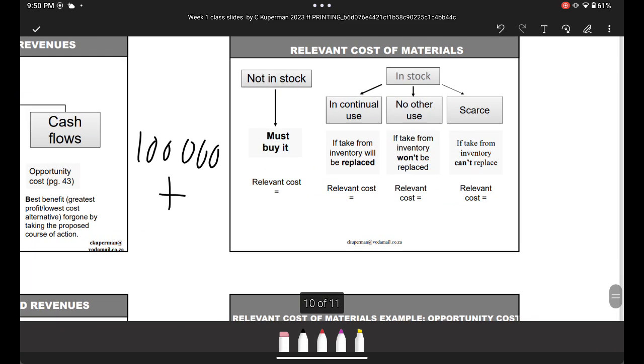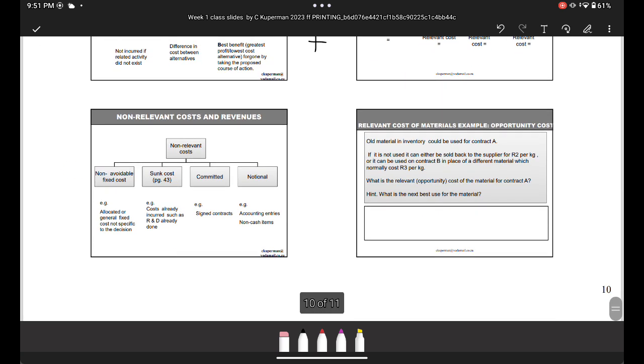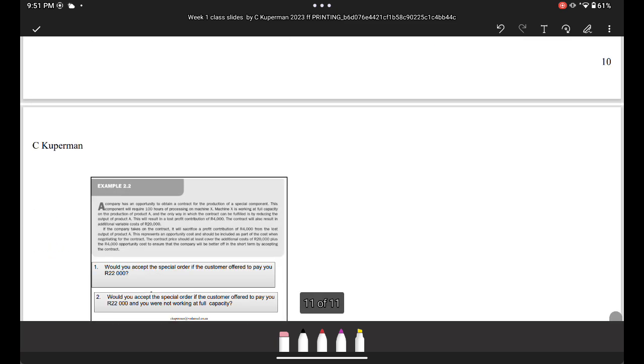So relevant cost of materials, obviously, when a product is not in stock, you must buy it. When it's continually in use, people are buying it, you must replace it on the shelves. No other use, you mustn't replace it because no one wants it anymore. Scarce. If you take from inventory, you can't replace. So whatever you take from the inventory shelf, know that you cannot order it back.